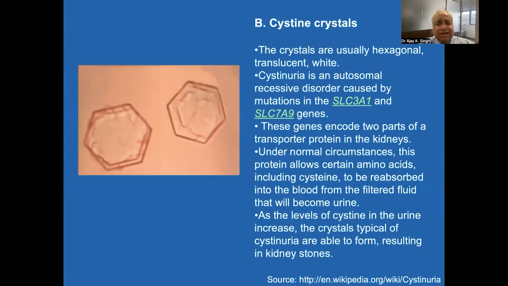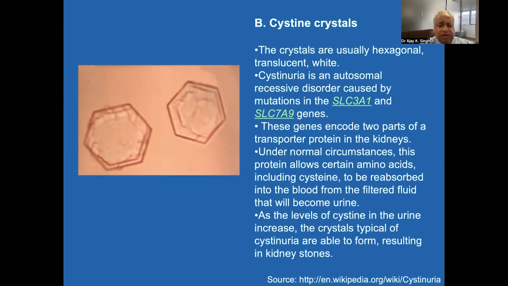These crystals are usually hexagonal, classically so, as you see here, translucent and white, and they're not completely without this sort of deformed appearance in the middle of the crystal. Cysteine crystals occur in patients with cystinuria. Cystinuria is an autosomal recessive disorder caused by mutations in the SLC3A1 and SLC7A9 genes. These genes encode 2 parts of a transporter protein in the kidneys.